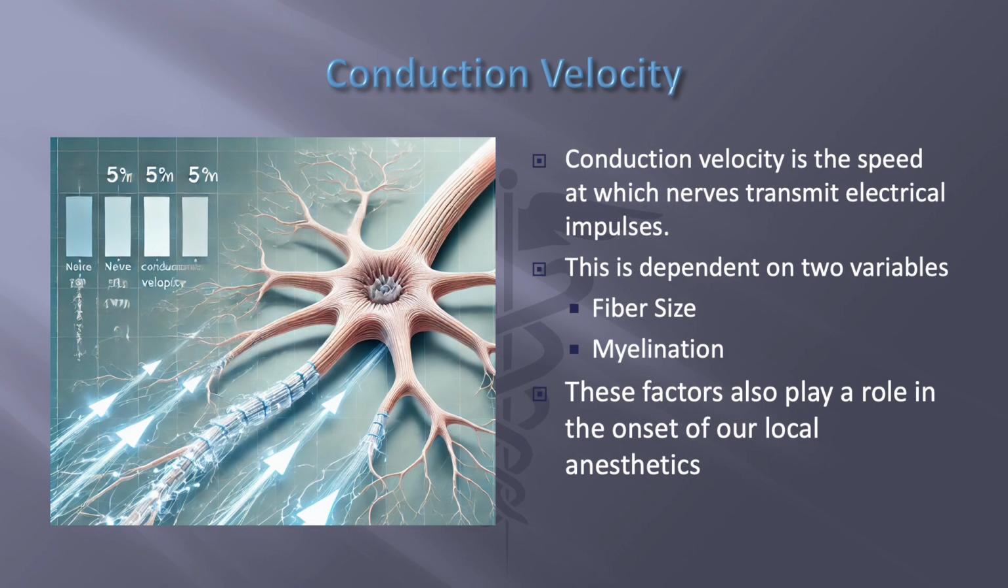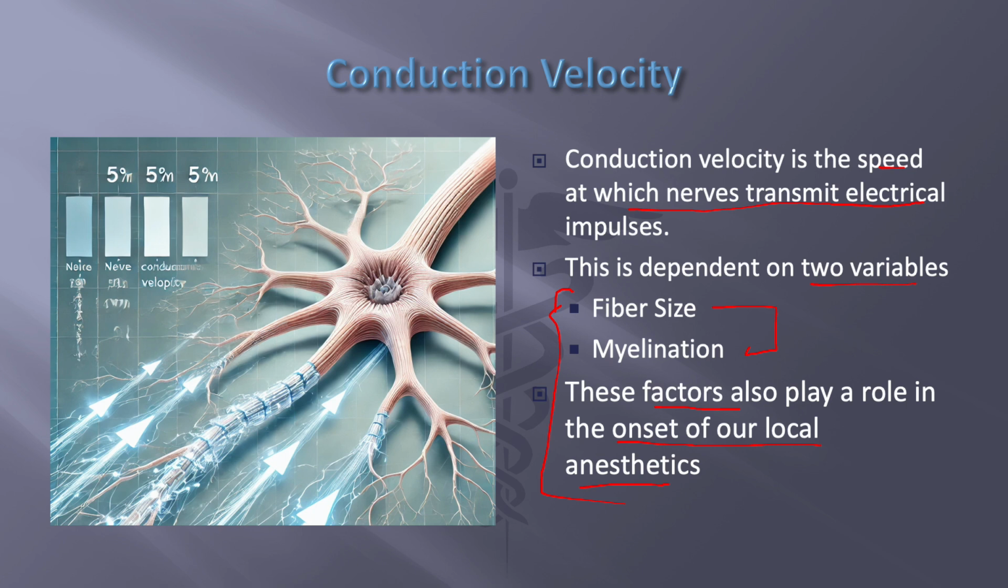So when we talk about conduction velocity, it is the speed at which a nerve transmits its electrical impulses, okay? Like we said earlier, it is dependent on 2 variables, fiber size and myelination, okay? It plays a role not only in our conduction velocity, but also in the onset and duration of our local anesthetic block.